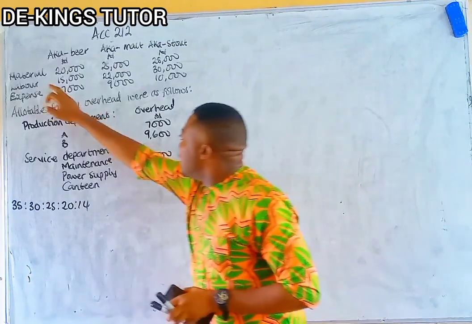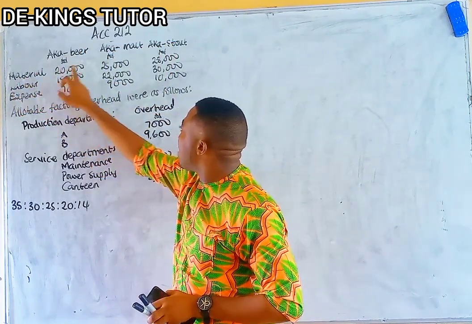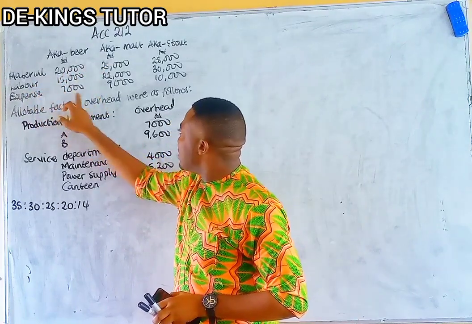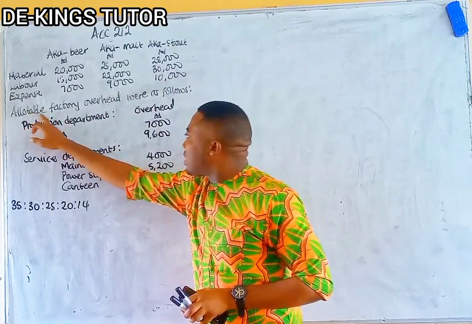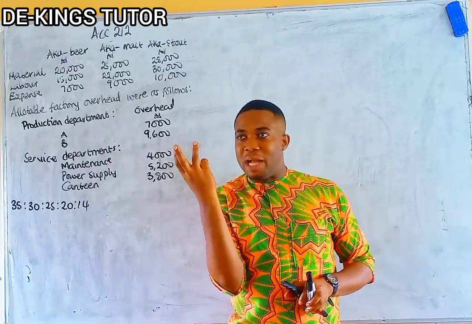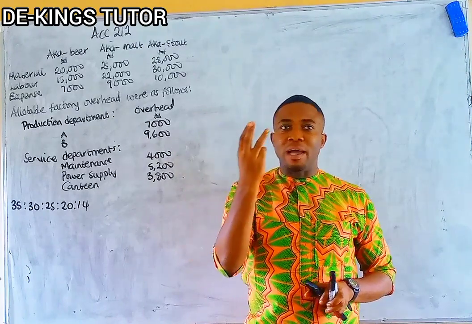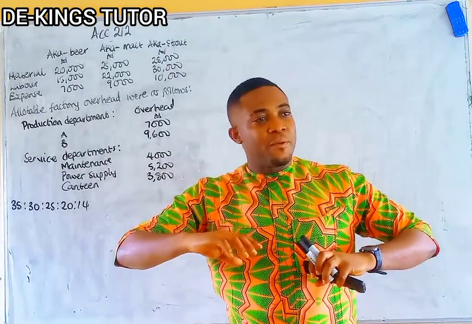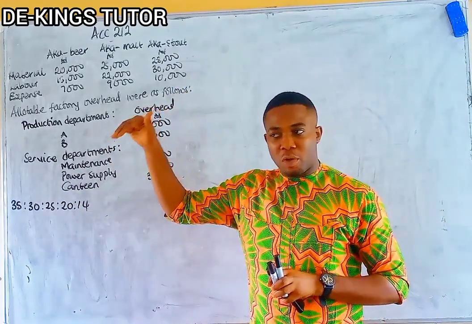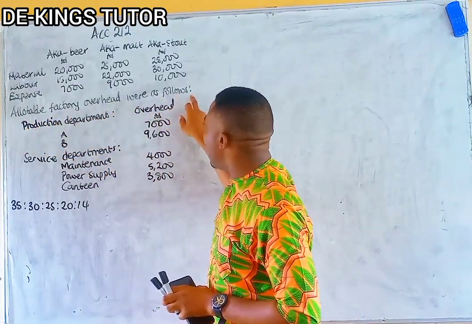Now, for these products, the direct materials they use, look at the price. Direct labor, of course, we already know what labor is, and the expenses. Now, they said allocable factory overhead were as follows. In the previous class, we talked about allocation of overhead and apportionment. We said allocation of overhead is the assignment of overhead to a cost center based on the fact that it was caused by that cost center.